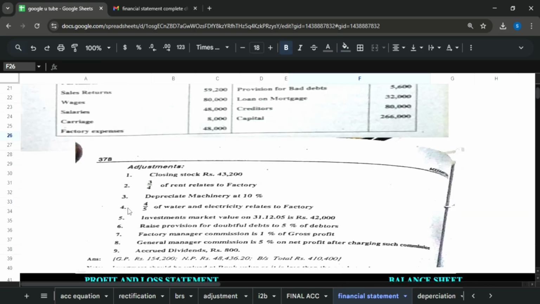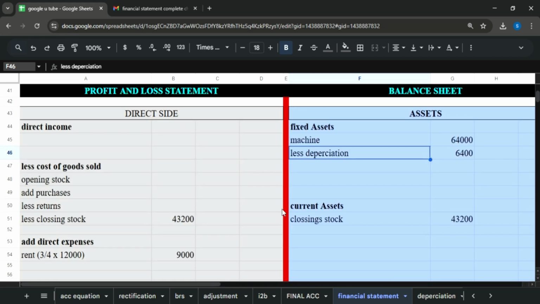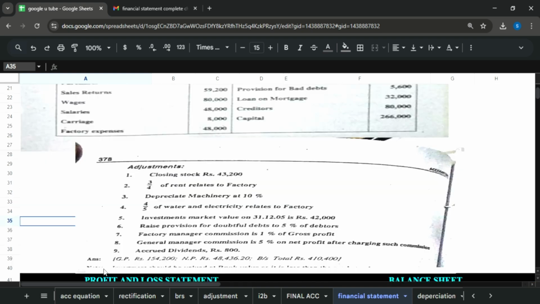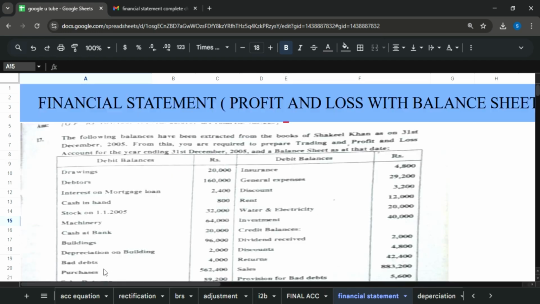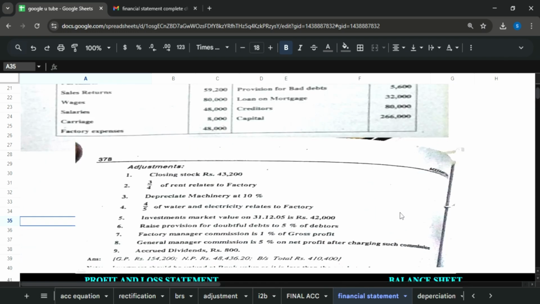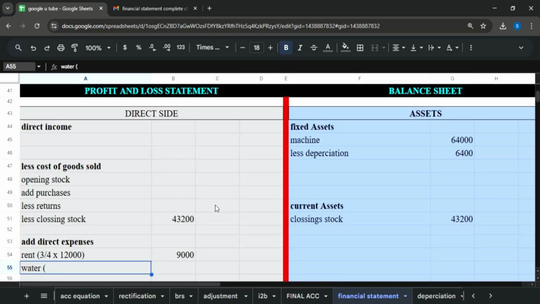Number 4 adjustment is just similar to the second adjustment. 4/5 of water and electricity relates to factory. So here direct expenses, water charges, to save space we will write just water. It is actually water and electricity. Now look here, this is water and electricity, total amount is 20,000, but only 4/5 we will take.